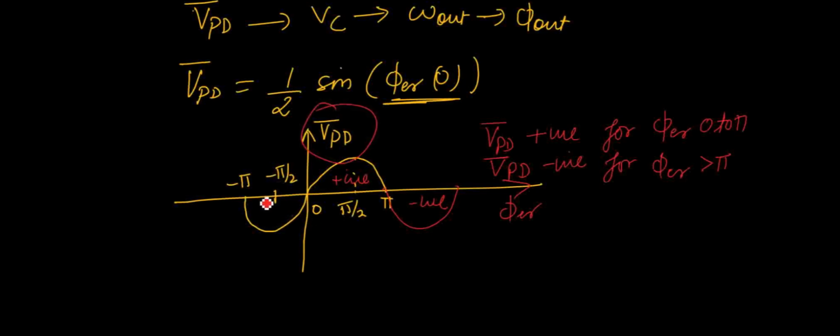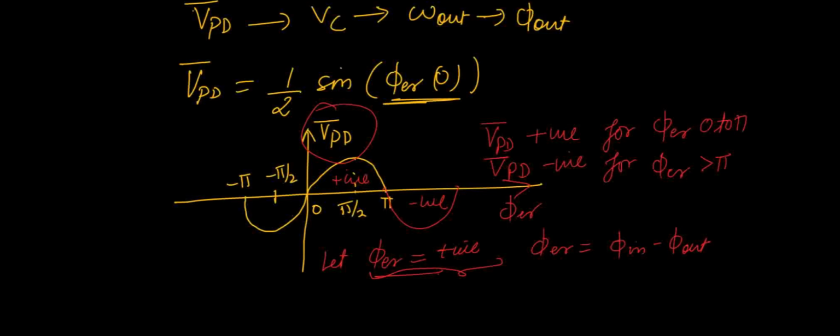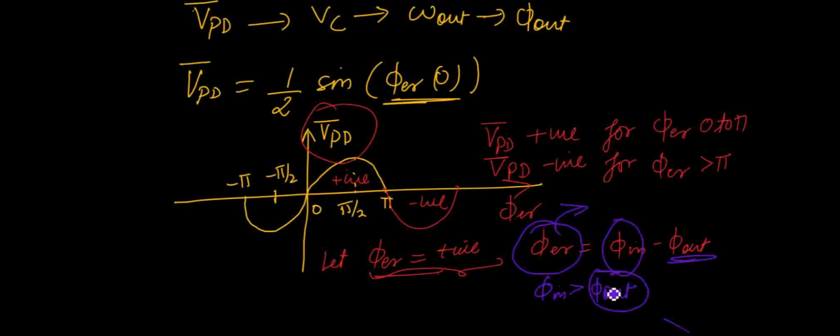Now why I'm drawing it, what I want to convey here is this. Let you have some positive phase error. Okay, what does it mean? Phase error is phi in minus phi out. So since I'm saying that phase error is positive, it means that phi in is greater than phi out. If you want to make this phase error minimum, or you want to make it 0, you have to increase phi out to bring it close to phi in.